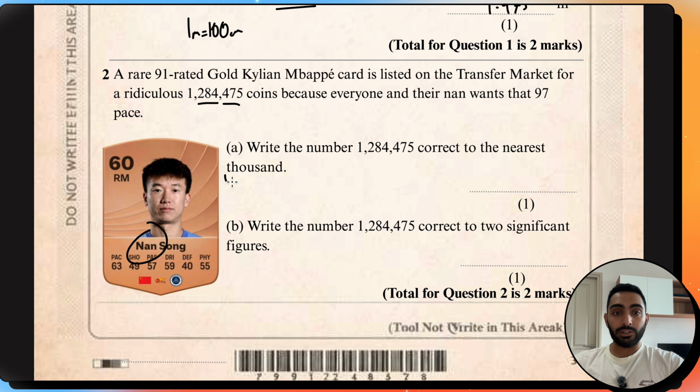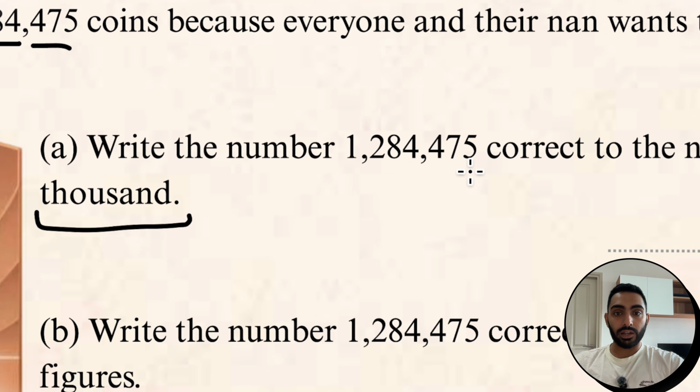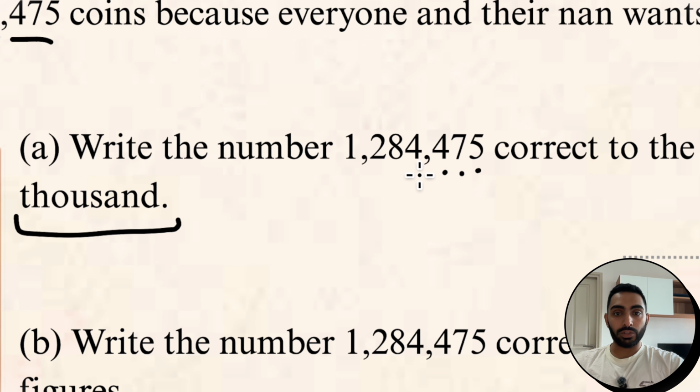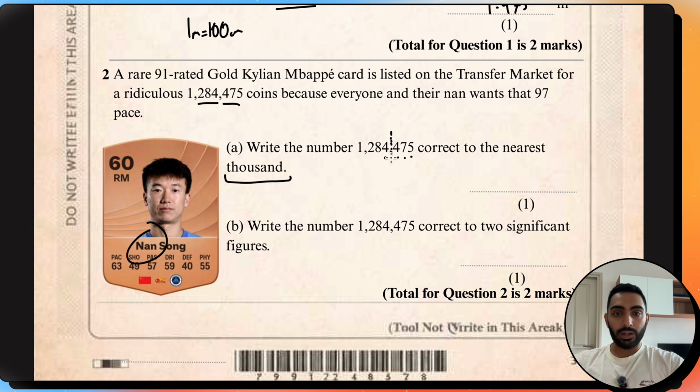If we want to round to the nearest thousand, we want to find where the thousands are. That's my units, my tens, my hundreds. That's going to be my thousands, and the comma helps us. I'm going to put a line after the 1,000, and the 4 is telling us that we're rounding down. It would be 1,284,000, and then the rest of it will just be zeros.